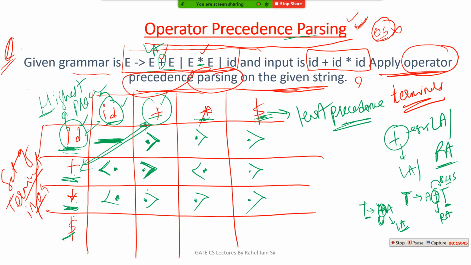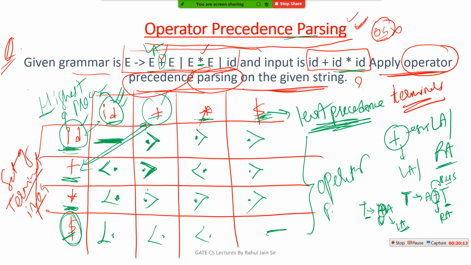If we compare this dollar with ID, then this ID has greater precedence. As you know, dollar has lesser precedence, because it is a notification of the input, whether our input string is ending or not. It is the notification of the end of the string. That is why it has the least precedence, and we cannot compare between dollar and dollar. So this is our operator precedence parsing table.